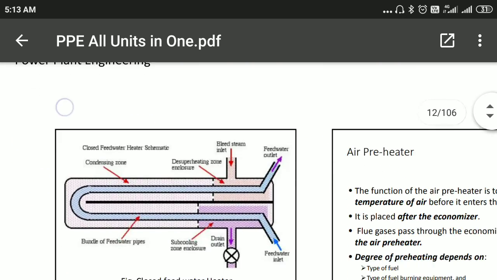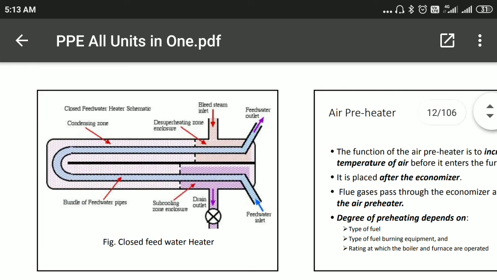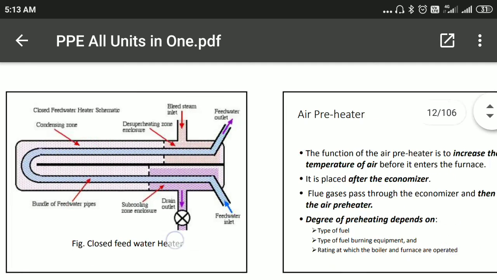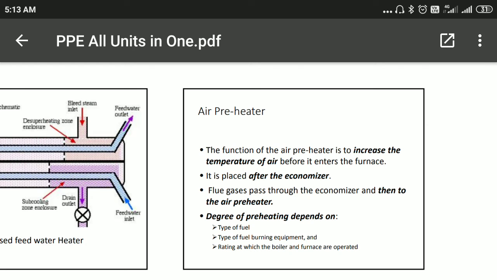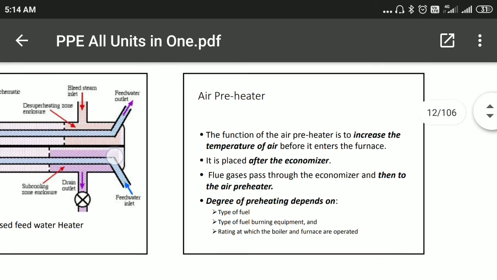So next one is the air preheater. It employs a closed feed water heater, shell and tube type. The air preheater is again one of the most important accessories for the boiler, increasing the boiler efficiency, because we are preheating, or increasing the temperature of, the air before it enters the furnace. We know the furnace requires air for burning. The air coming from the atmosphere is preheated by the flue gases in this preheater.